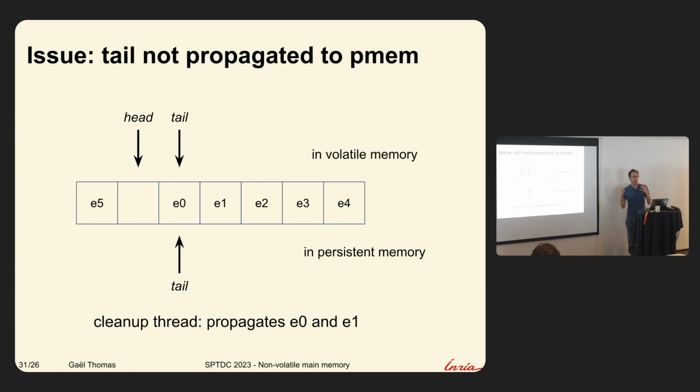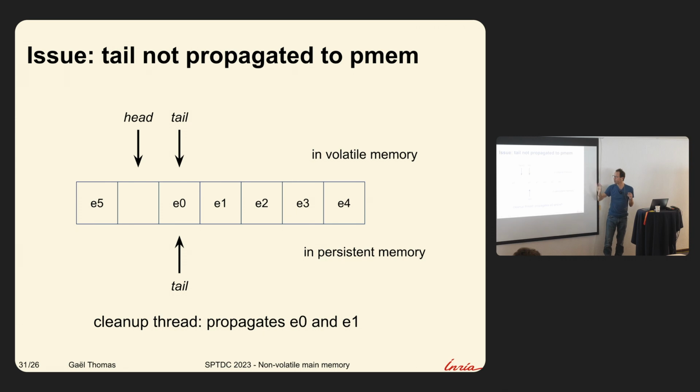The algorithm that we have works, but we have an issue when the log is full. It's related to the fact that what we see in the caches is not what is in persistent memory. So here, in volatile memory, I mean the data that you see in your cache, in the volatile state of your applications, and here the persistent state, so what is actually propagated to the persistent memory.